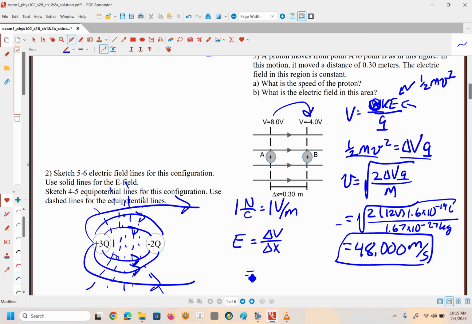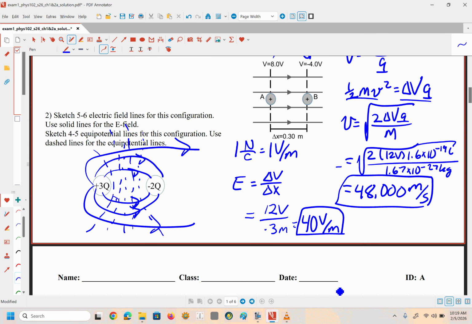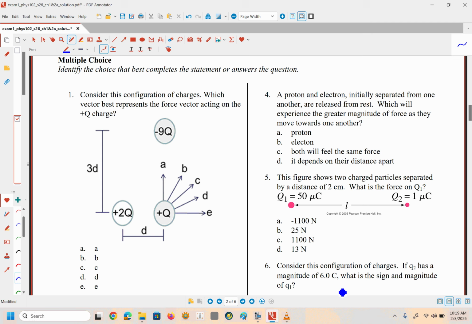In this case, it's going from 8 to -4, so that's 12 volts, I'm just looking for the magnitude here, divided by 0.3 meters, and then that'll give me the electric field, which is going to be 40 newtons per coulomb, or 40 volts per meter, if we want to express it in that way. All right, that's the free response. Let's look at the multiple choice.